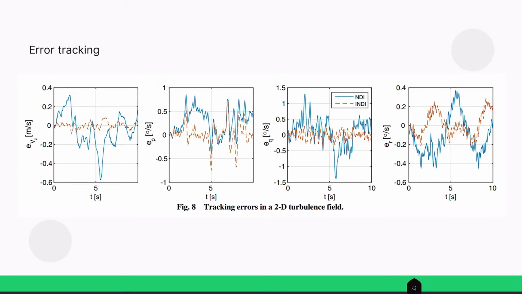Here we have the error tracking controls. As we know, for error tracking control, we want our error to go to 0. Looking at the NDI and INDI graphs, in the first graph INDI error is closer to 0 than NDI's. The second and third graphs also give almost the same, which means INDI is closer to 0. The fourth one is a bit challenging, but if we look more carefully, we can see that INDI in this case also tries to be nearer to 0 than NDI control.